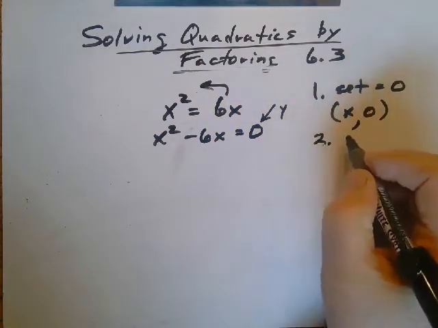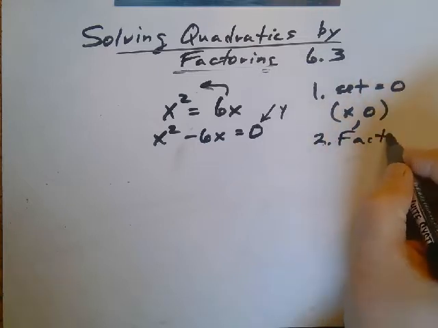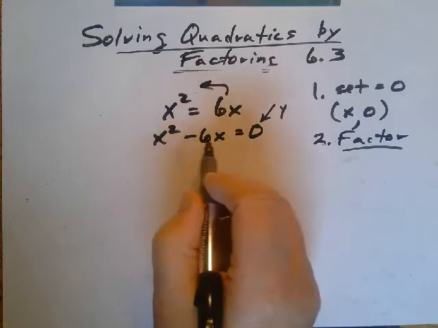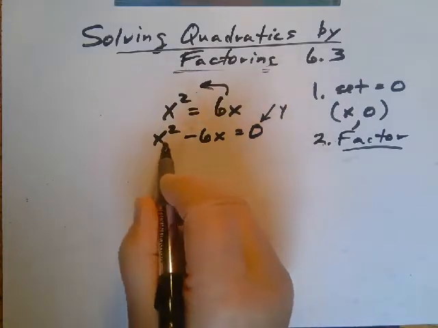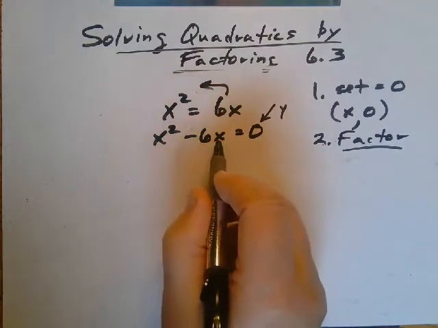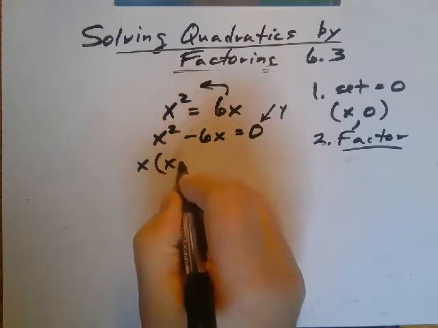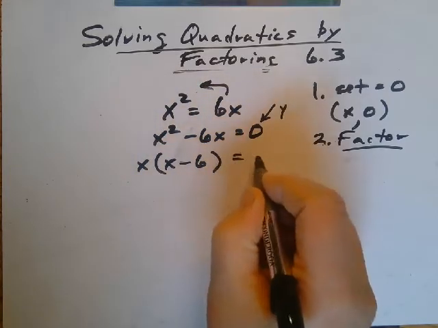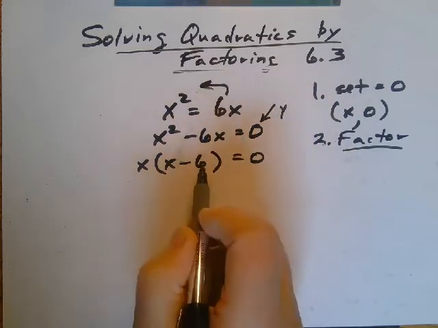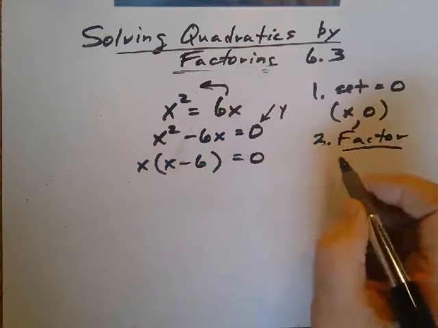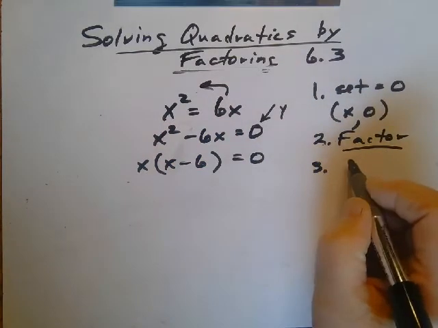The second step is to factor it, and that's where we're at here. We're going to factor this thing, and I'm going to start with my factoring toolbox. Can I take something out of both terms, the greatest common factor? Yes, I'm going to take out x, and I'll leave behind x minus 6. Now, this is made up of 2 factors, x and x minus 6. And now we're going to use the zero product property.